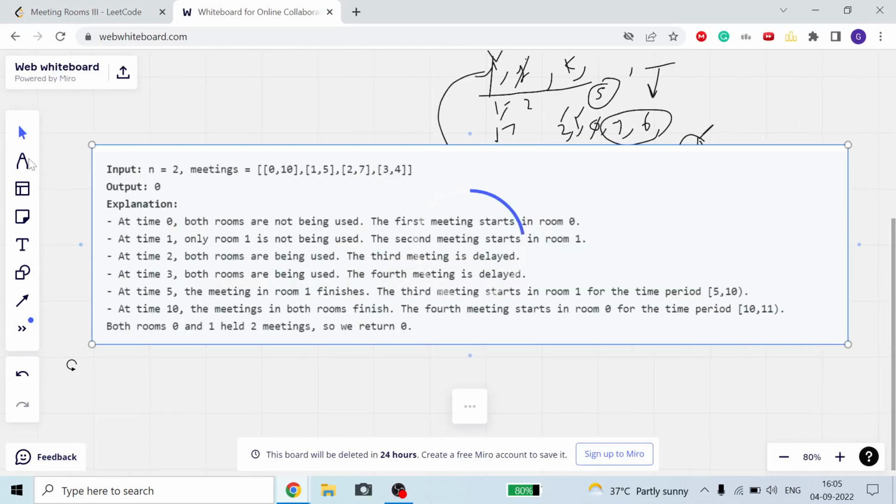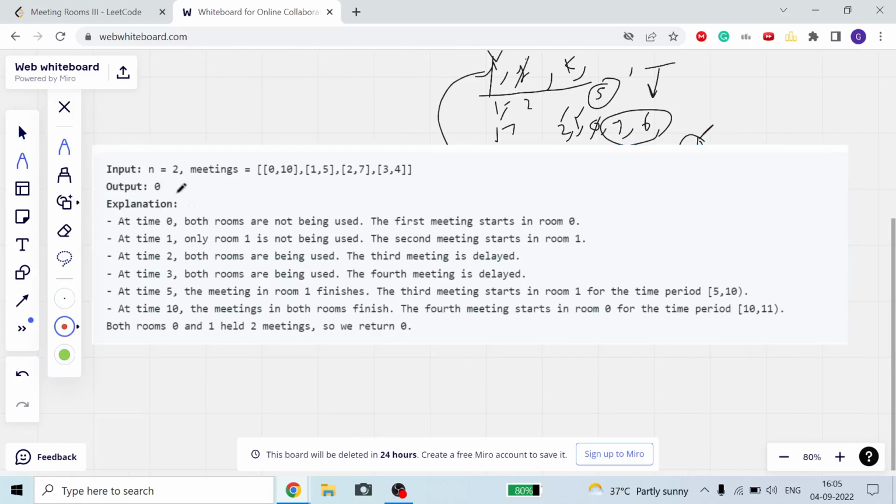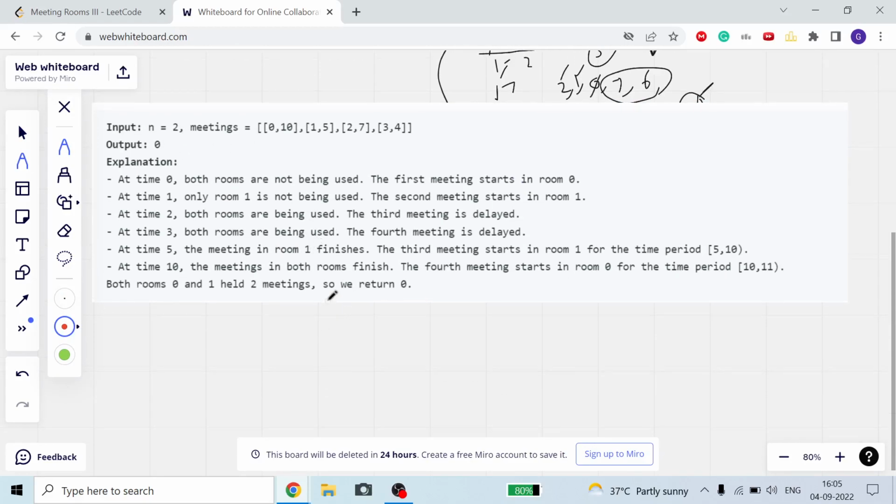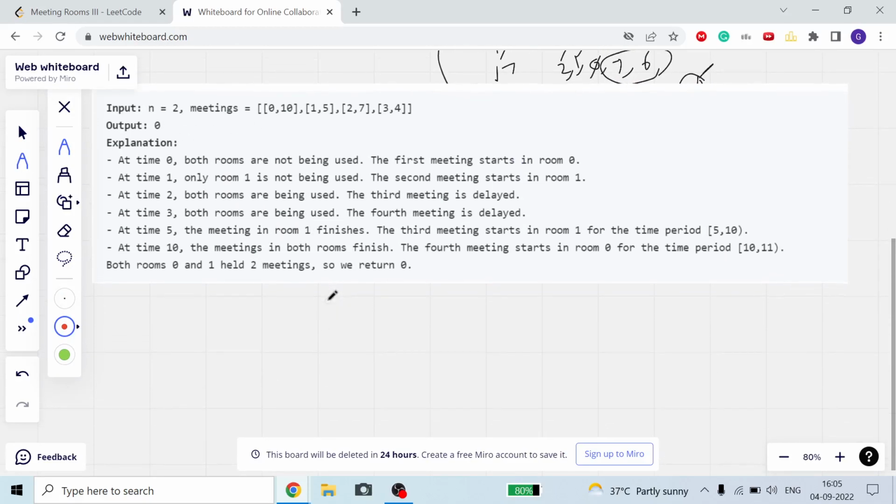Okay guys, so now we have a room. So how will we approach it? Just look at the approach. The code is very simple. In a hard problem, code is simple, logic is hard. Okay, code is very simple.